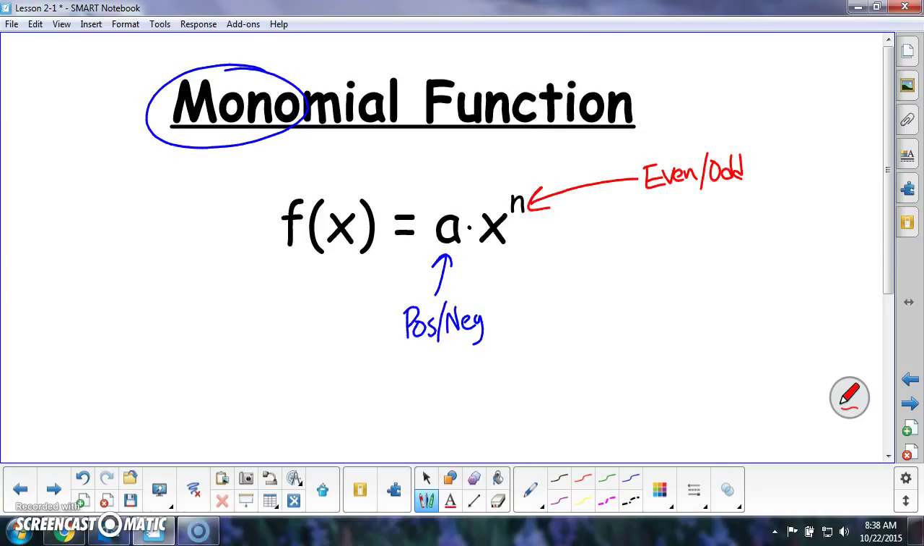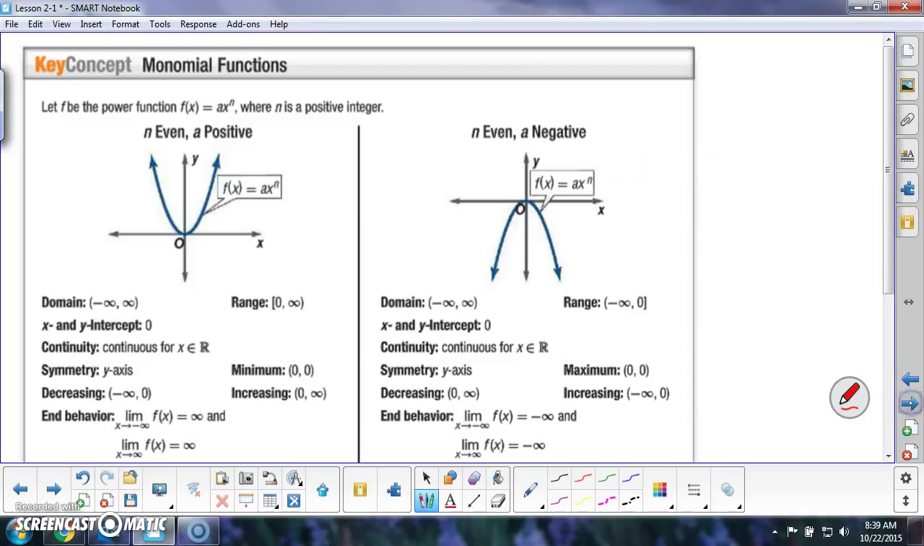So when the leading coefficient, the a value, is positive versus negative, it's going to look different. Likewise with the exponent. If the exponent is even versus odd, the graph's going to look different, and that's what we're going to talk about here today. So, first one, if your leading coefficient is positive and your exponent is even, it's going to look something kind of like this. I like to call it a touchdown guy.